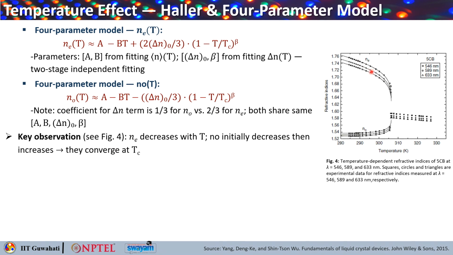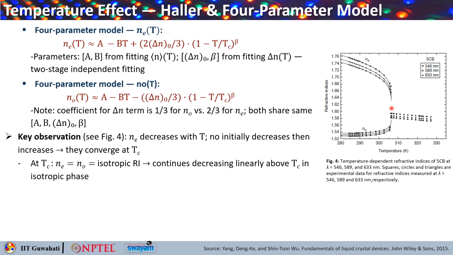So what are the key observations from this temperature dependent refractive index graph? As you see for the 5CB here, it is taken at three different wavelengths: 546, 589 and 633. You can see that Ne decreases with temperature. NO initially decreases slightly and then increases, and then these two will converge at Tc.